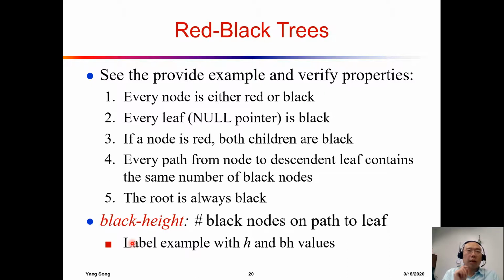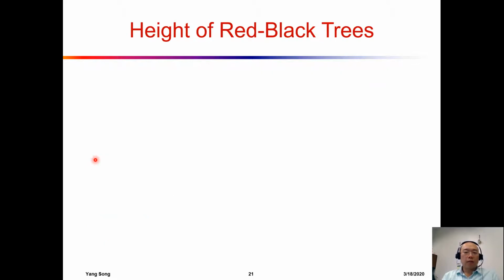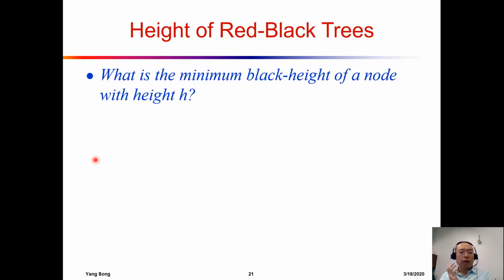So black height of the node is how many black nodes we have to visit from the current node down to a leaf. And based on the property number 4, as long as we find one possible path and then count the number of the black nodes, that is the black height.